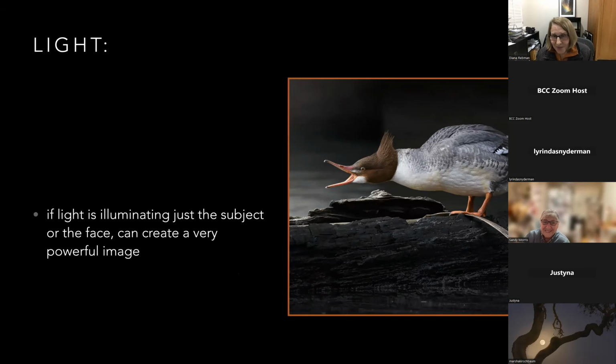What I do love to do is, when I find a situation where I can have the light basically just shining right on a bird or an animal, and then get that really beautiful dark background. This was taken in Portland. It's a common merganser female.